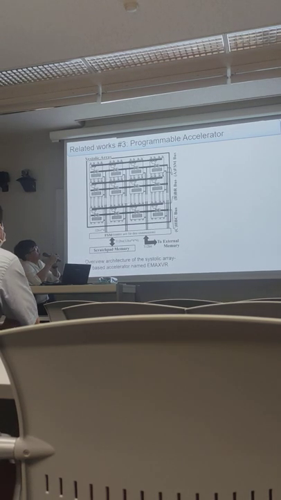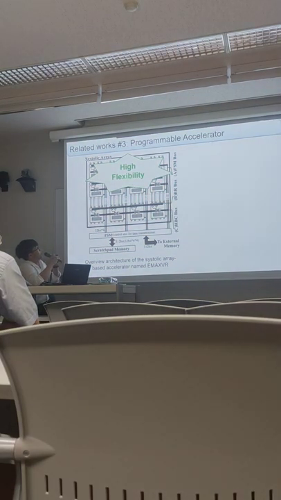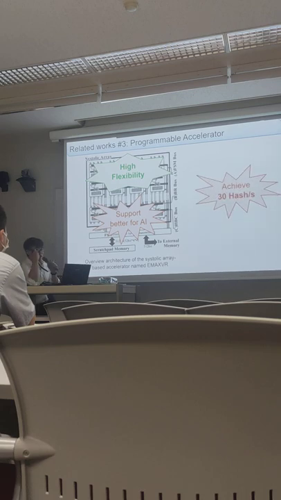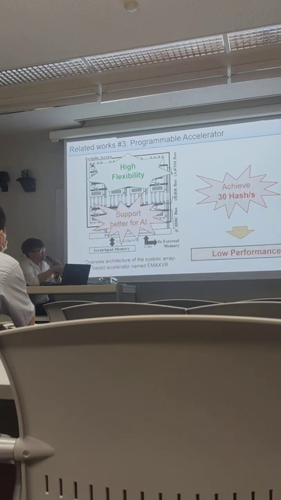And the second one is the programmable accelerator. This is the Emacs, which is the hardware architecture from Nakashima Sensei's group. As you know, it also has high flexibility because it can be programmed and configured for any function, any computation. But it is better suited for machine learning. This is the reason that when I implemented the hash function, they achieved very low throughput. This is the reason that this architecture has low performance.